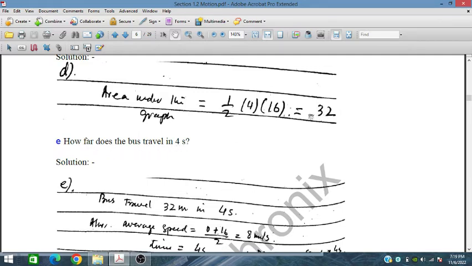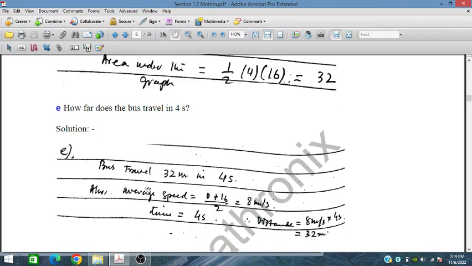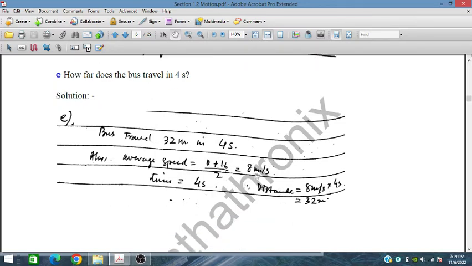How far does the bus travel in 4 seconds? This 32 is the area under the speed-time curve, which gives the distance. So the integration, or the area under the curve, gives the distance. The bus travels 32 meters in 4 seconds, and the average speed is 0 to 16 divided by 2, which is 8 meters per second. If we multiply 8 meters per second by 4 seconds, we get 32 meters. This is another way you can see this.